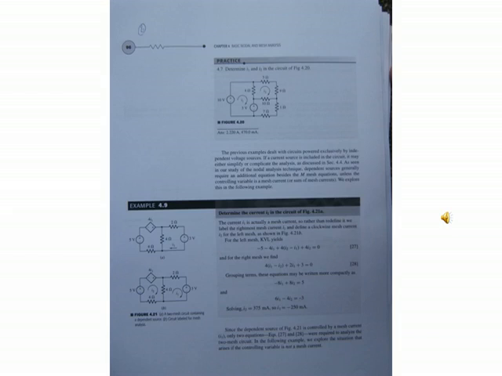Equation 27 simplifies to minus 8I1 plus 8I2 equal to 5. Equation 28 simplifies to 6I1 minus 4I2 equal to minus 3. Solving, I2 is 375 milliampere and I1 is minus 250 milliampere.